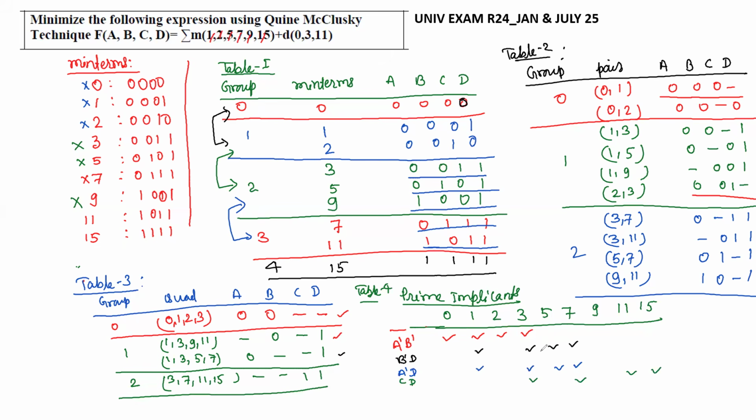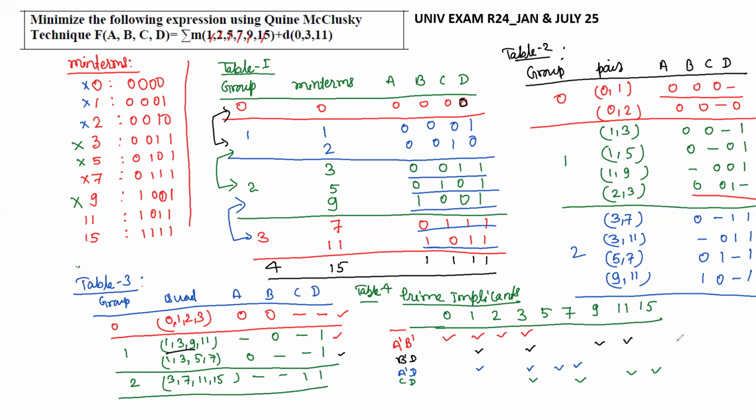Here is a small correction, a parallel error. We have written it wrongly. So B dash D covers 1, 3, 9, 11. And A dash D is correct: 1, 3, 5, 7. So from here, we see that all min terms are covered at least one time.